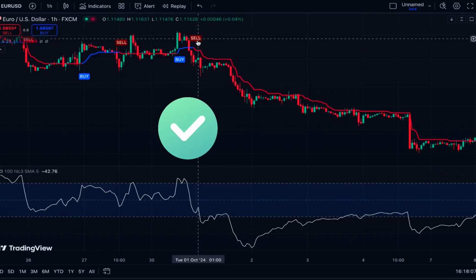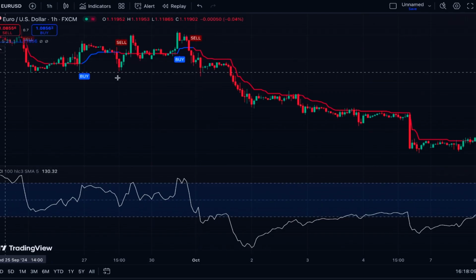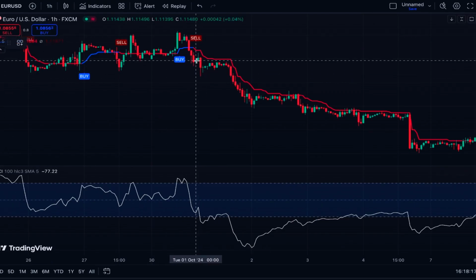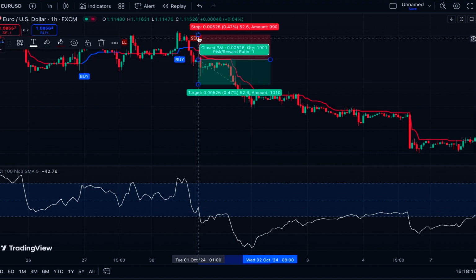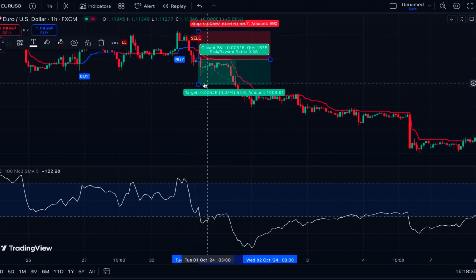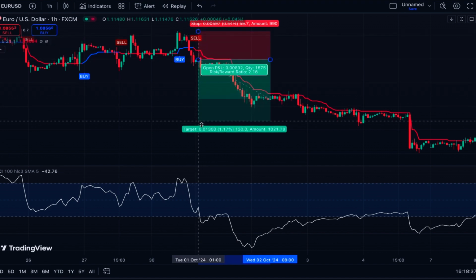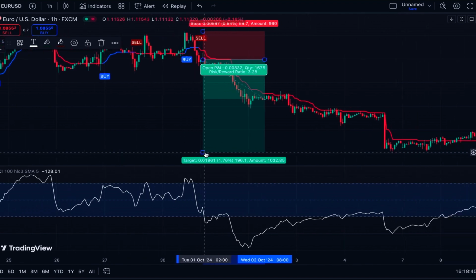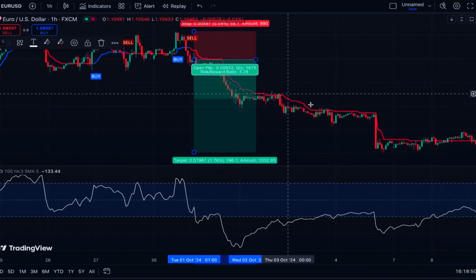So here the sell signal is confirmed and we can enter a short position at this point when this new candle is opened. The stop loss is above the previous swing high and the profit target at a risk to reward ratio of at least 2. With the help of this strategy, we can catch large movements of the market.